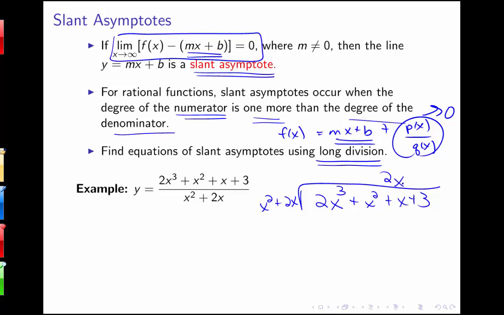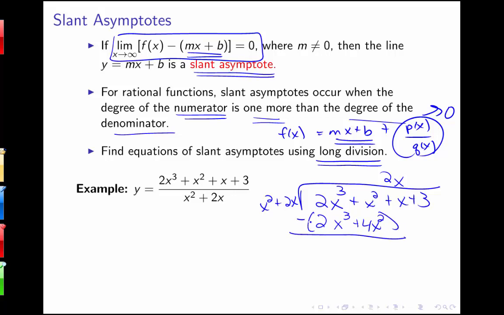So I write that above x. When we're doing this polynomial long division, we can think about each one of these powers of x as sort of being a placeholder, as in regular division. So I'll put that 2x over the x. So then I'll multiply 2x times x squared plus 2x, which is going to give me 2x cubed plus 4x squared. And then just like in regular long division, I'm going to subtract that.